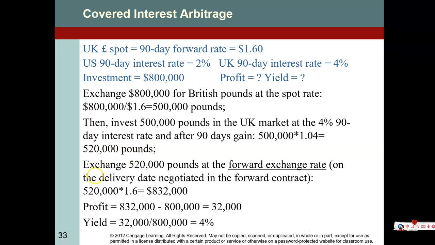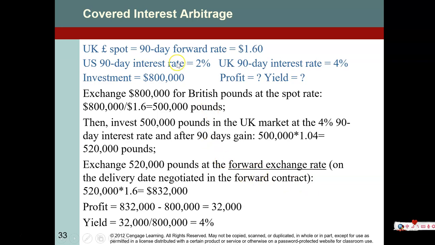Then we need to exchange 520,000 pounds back to US dollars. If we have purchased a forward contract in the beginning, then after 90 days, we can exchange these 520,000 pounds at the pre-scheduled forward exchange rate on the delivery date negotiated in the forward contract, which is exactly after 90 days.